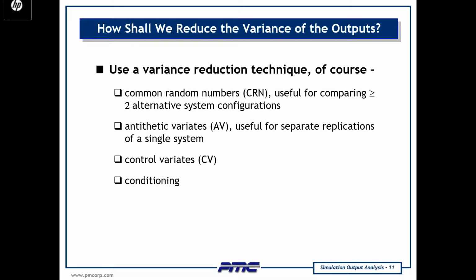The technique called common random numbers is useful for comparing two or more alternative system configurations. The technique called antithetic variates is useful after you have picked one particular system you're going to use and then want really tight, as tight as possible, confidence intervals on how well it's going to perform. Will it meet specifications, such as production quotas?